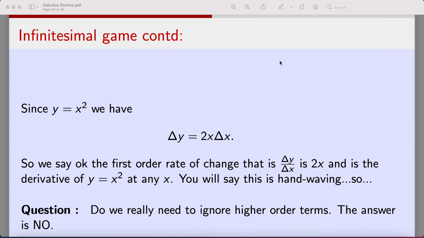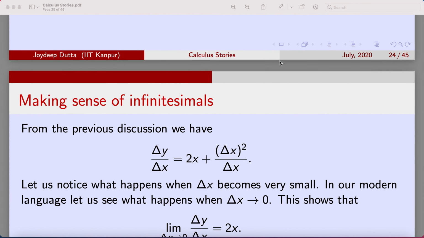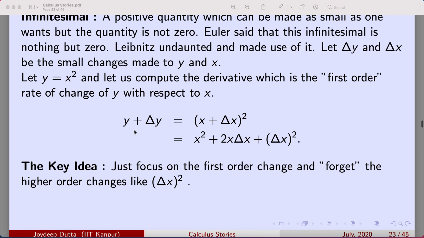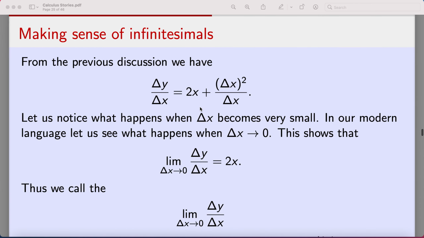But do we really need to throw off that higher order term? Let us see. And we will see that we really need not do so. Let us make sense of this infinitesimal idea. So from the previous discussion, if I go by this expression, this was y, so y and y would cancel. So I'll divide delta y by delta x. So I'll have a delta x cancelled out of here, but a delta x would come here.